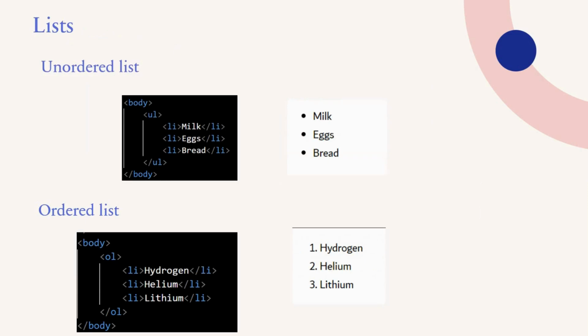So the next is a list. This is something very important. We'll be further using them in creating a navigation bar. So you have an unordered list with bullet points, and you have an ordered list which gives you numbers, a numbered list.